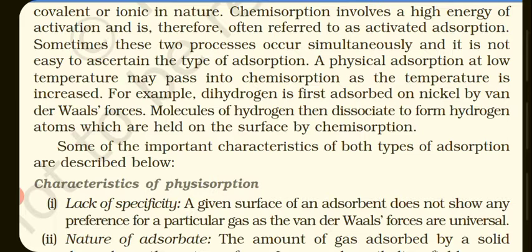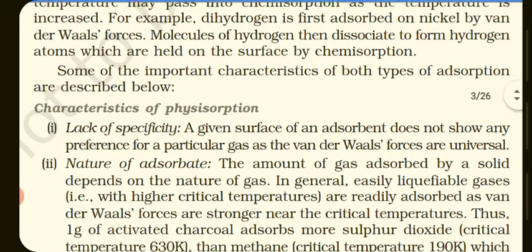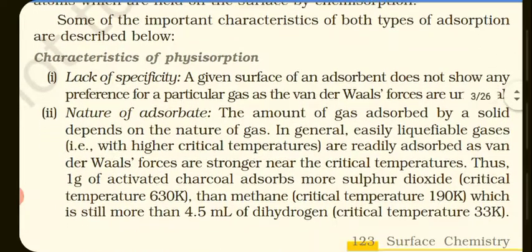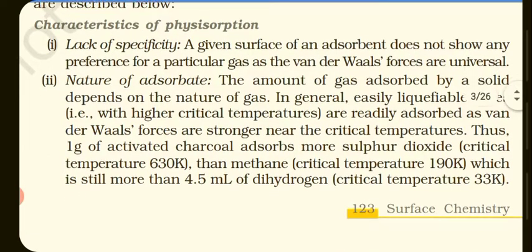For example, dihydrogen is first adsorbed on nickel by van der Waals forces. Molecules of hydrogen then dissociate to form hydrogen atoms, which are held on the surface by chemisorption. So in this, both physical adsorption and chemical adsorption are taking place. Now, some of the important properties of both types of adsorption are described as follows. We'll see them one by one.